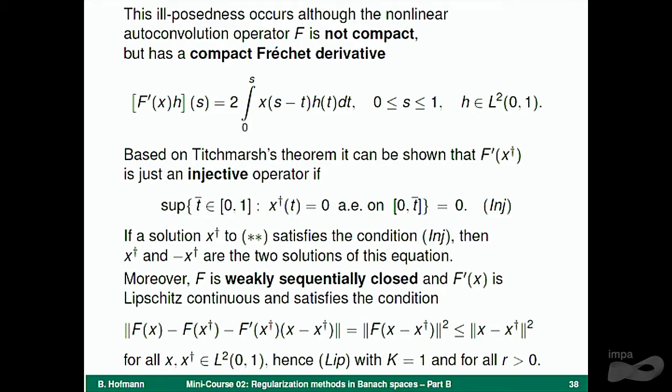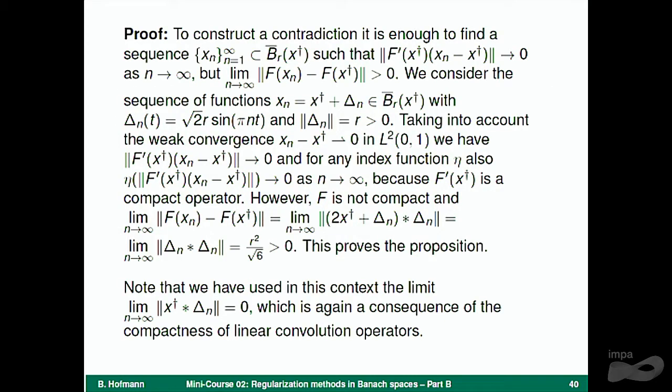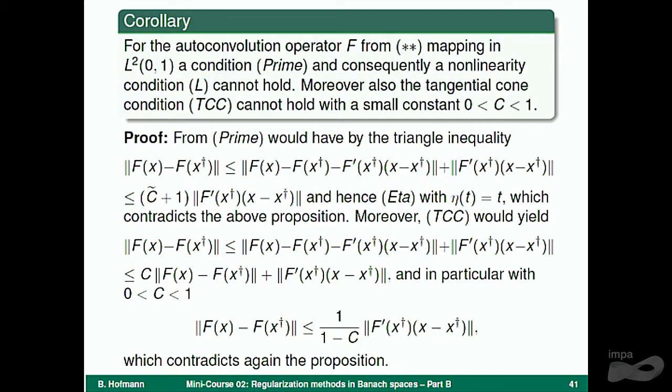And with such a Lipschitz condition, with k equals 1, one can show such a proposition for the autoconvolution operator under consideration here. In any element, there is no index function eta in such a way that this f difference can be estimated by such an index function of the f primes. So it seems to be rather technical, but it has many consequences. I have here in the slides the proof. It's not so interesting for this evening, I think.